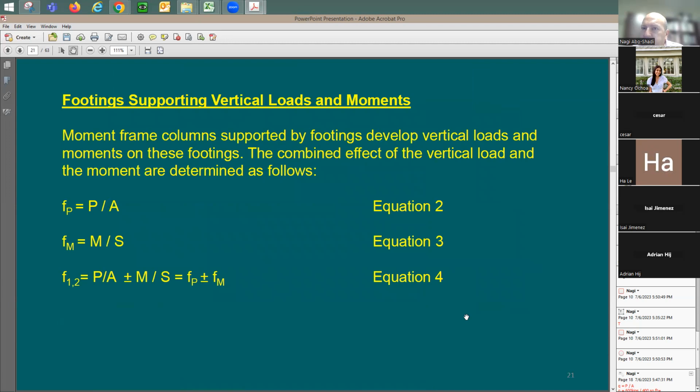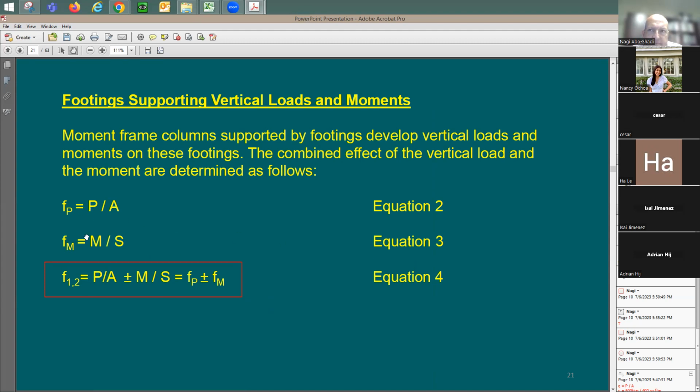Some footings are designed to support axial load and moment. Okay, axial load and moment, I understand axial load and moment on a concrete column, but how about in a footing? I'm sure that you guys have studied this equation in mechanics of materials, when you have axial load and then you have moment at the same time.